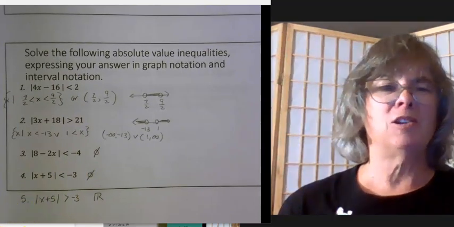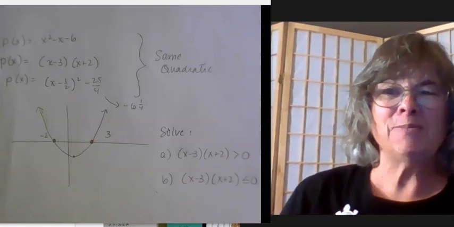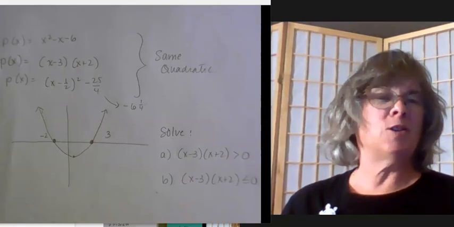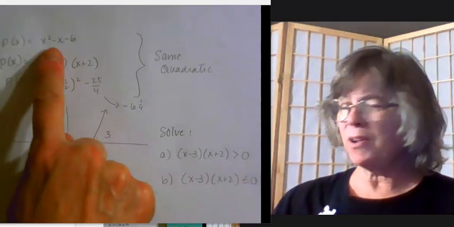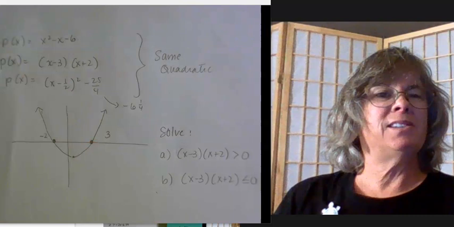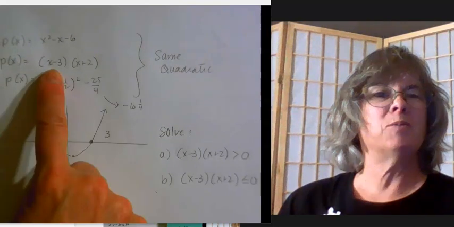So let's get some polynomial examples. Let's start by looking at a quadratic. A quadratic is a type of polynomial. And I'm going to look at this one, x squared minus x minus 6. It factors in this way, so we know the zeros are at 3 and negative 2.